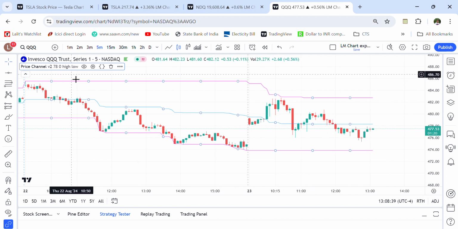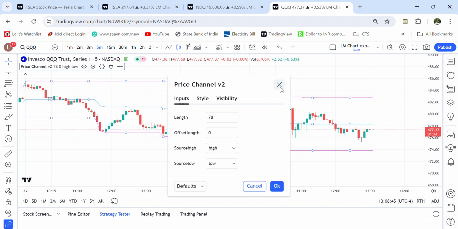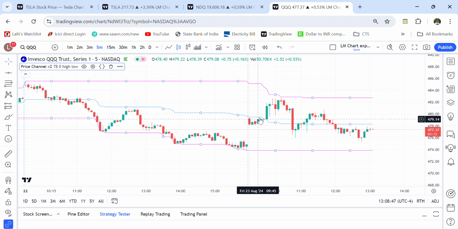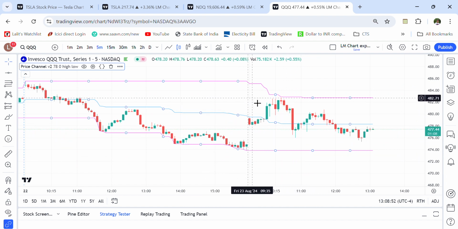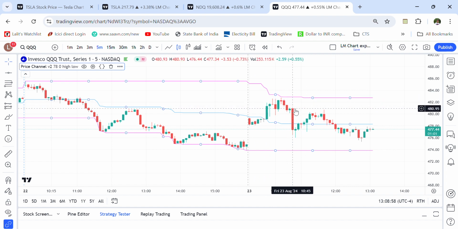Now again I am on a 5-minute candle. I have a look back period of 78, which is 1 day. Now this is giving me my price channel for a period of 1 day. So as you see here, my price channel for the stock QQQ was around 483 over here.